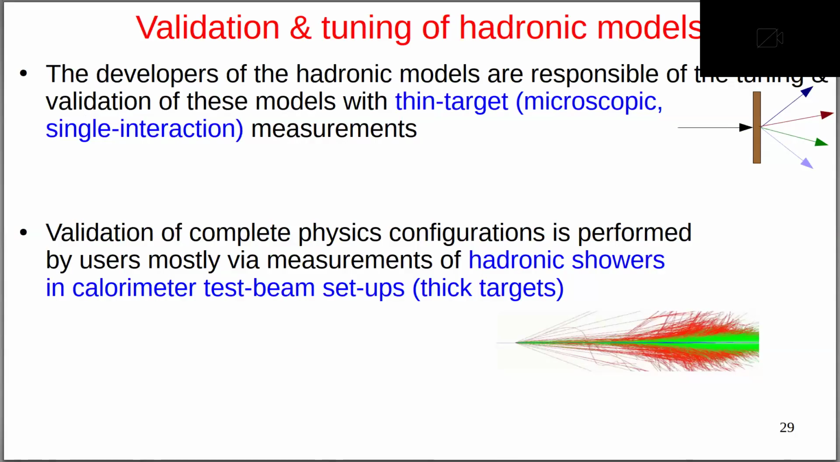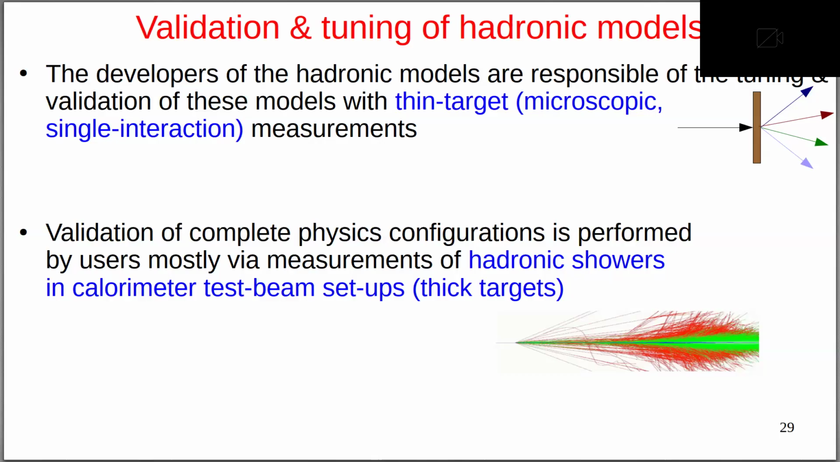So as I said, these hadronic models are complex. There are several of them, and also code-wise, it's quite big. Geant4 is more than 1 million lines of C++ code. And there is plenty of room for mistakes in the implementation. So validation is very important. And I said that there are two types of validation.